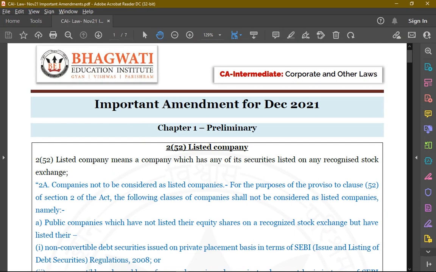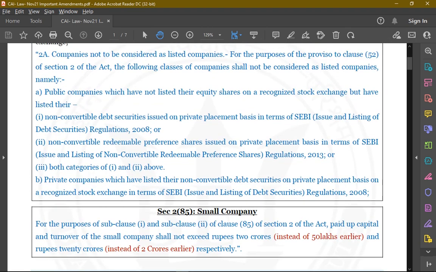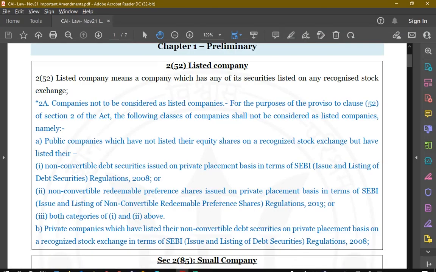The first one is section 2 subsection 52 about listed company, and the second is small company. Two important amendments. Let's have a look into that. So the first amendment over here is the definition of listed company, what is provided under section 2 subsection 52. So first of all let's understand what the amendment is. What is a listed company first of all?